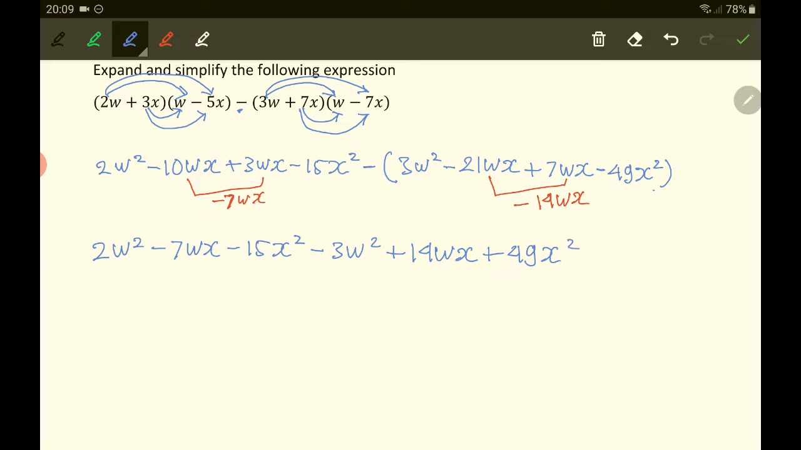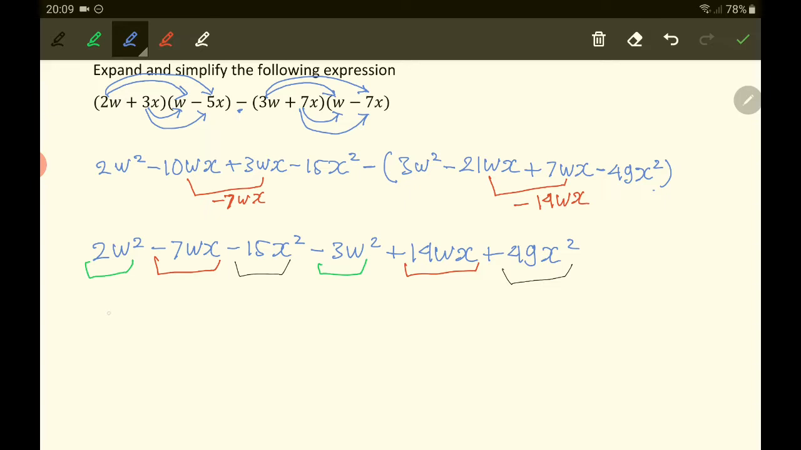Okay, now we're done. And now again we try to find the like terms. Red with red, so wx with wx here, and then I have green, so 2w squared with minus 3w squared, and then this one, minus 15x squared with 49x squared. Okay, now it's time to join the like terms.